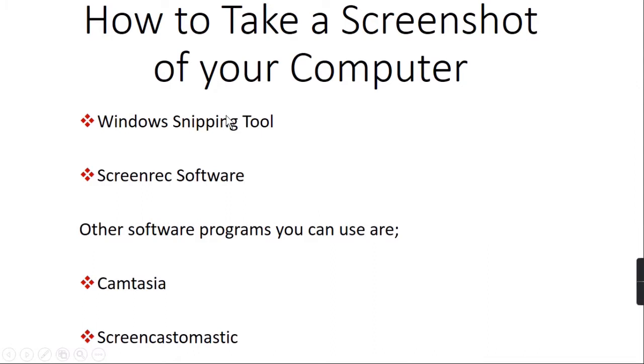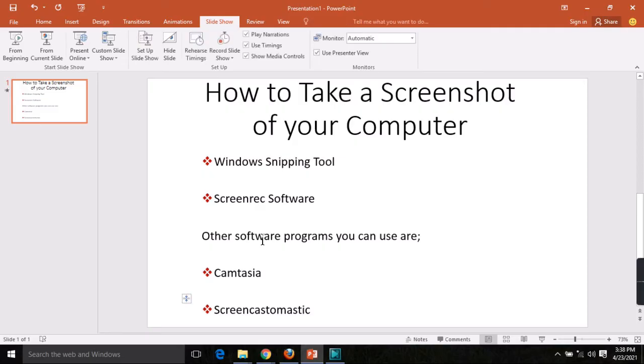Now, to take a screenshot, all you need to do is to use the Windows sniping tool or other software that you can download from the internet, like the screen rec software. Other programs that you can use include Camtasia and screencast.